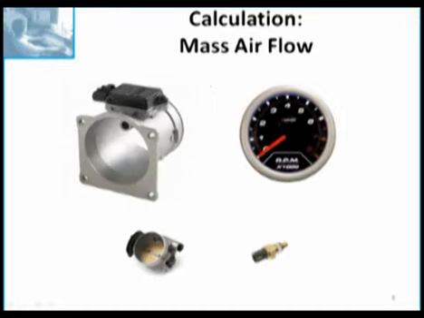Now, our big player here in calculation is mass airflow. It's the most common sensor to have a problem with. The mass airflow sensor is supposed to directly measure the air mass by measuring the current flow that is required to keep a wire hot inside of it. The theory is the more air flows across the wire, the more current is needed.